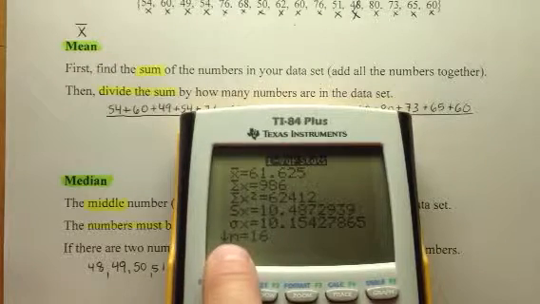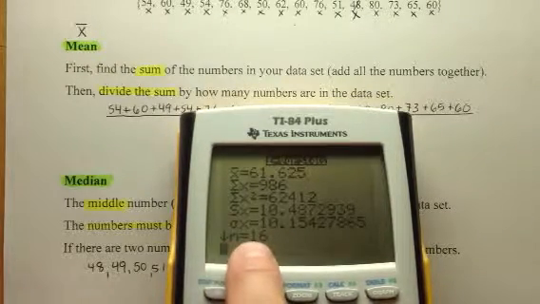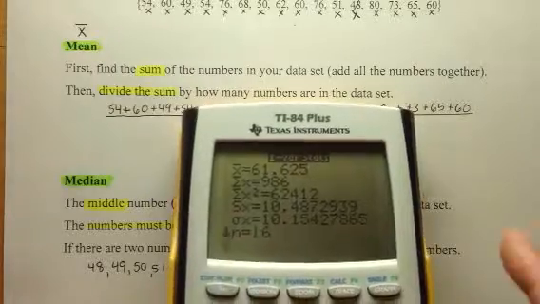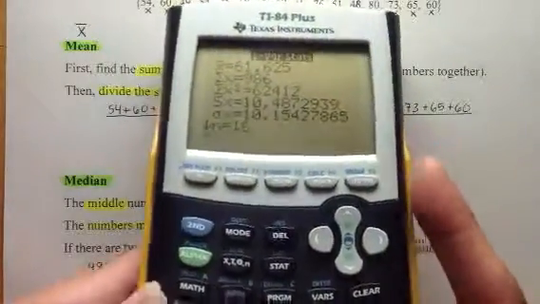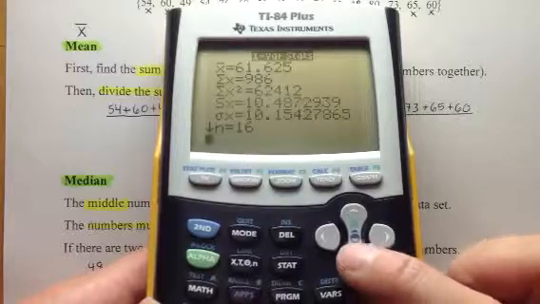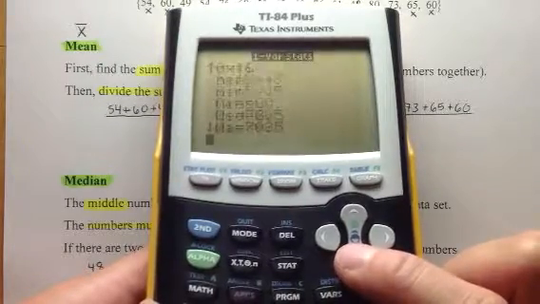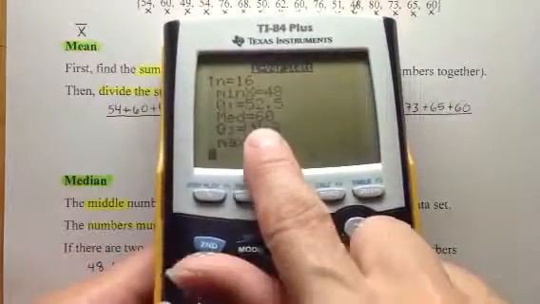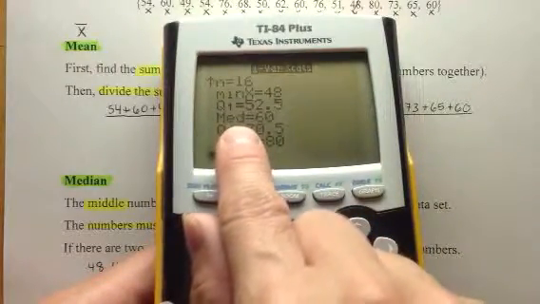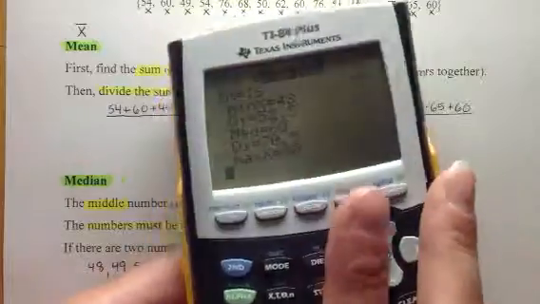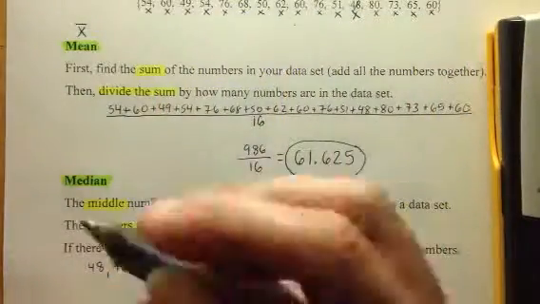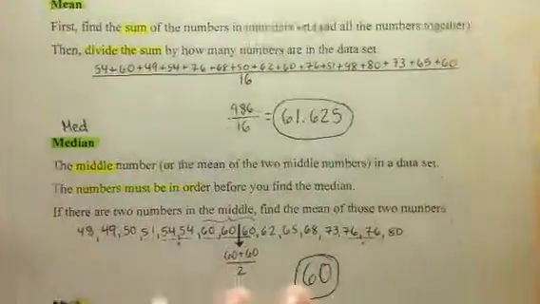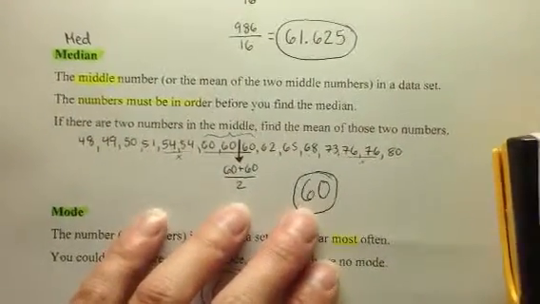Now, there's an arrow. N means how many numbers you had in the data set, by the way. The arrow means there's more information here, so we are more interested in what's at the bottom. Let's go all the way down. Alright, the next thing, the median was here as well, 60. So on the calculator, MED is the median, and we found 60 when we did it by hand.